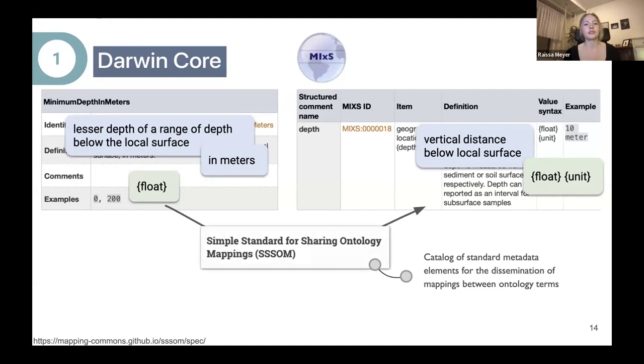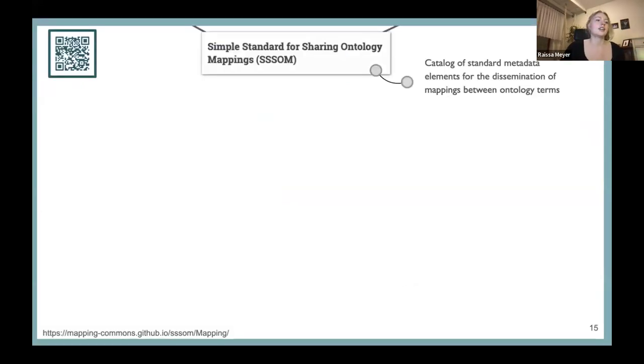This is a catalog of standard metadata elements for the dissemination of mappings between ontology terms. And we're not working with ontology terms here, but it's still a very powerful tool or method to talk about how terms relate to each other. In our case, with standards, we usually have key value pairs. So we're talking about the keys here, and it very much applies.